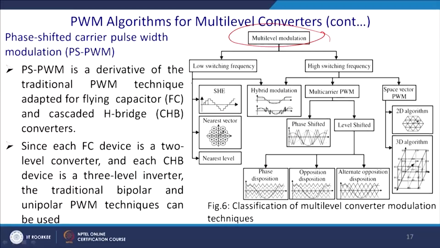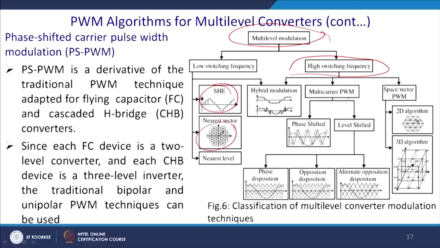One is low frequency, where devices are made of GTOs or even SCRs. You can use selective harmonic elimination, and you can have the nearest vector and also nearest level approaches. From there, you can have a high frequency switching pattern. One is hybrid modulation, where you can use SHE and the other method combined.